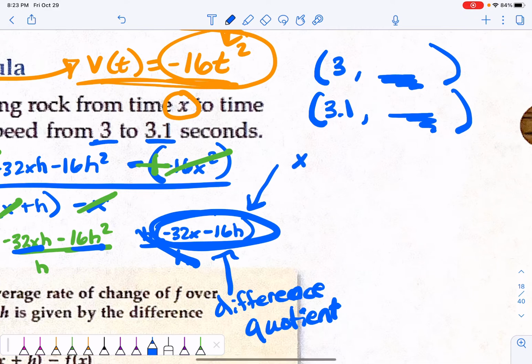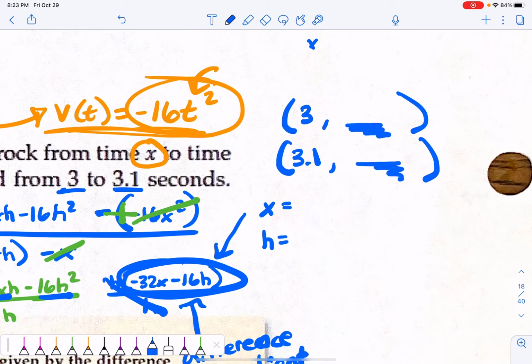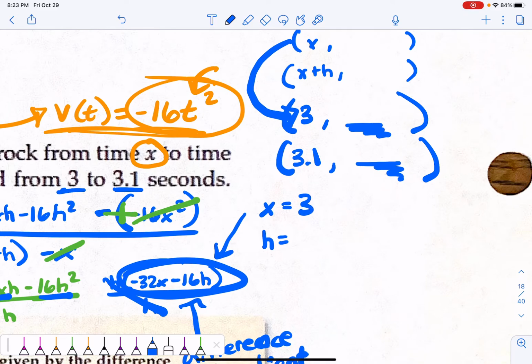all we need to do is identify what x is and identify what h is. You remember when we plugged in x and x plus h instead of plugging the numbers in? We wrote it like that. Well, in this case, x is like my 3 here. That's where we're starting from, our starting number. And then x plus h is like 3.1. Well, if x is 3, then our h has to just be 0.1. I hope that makes sense.